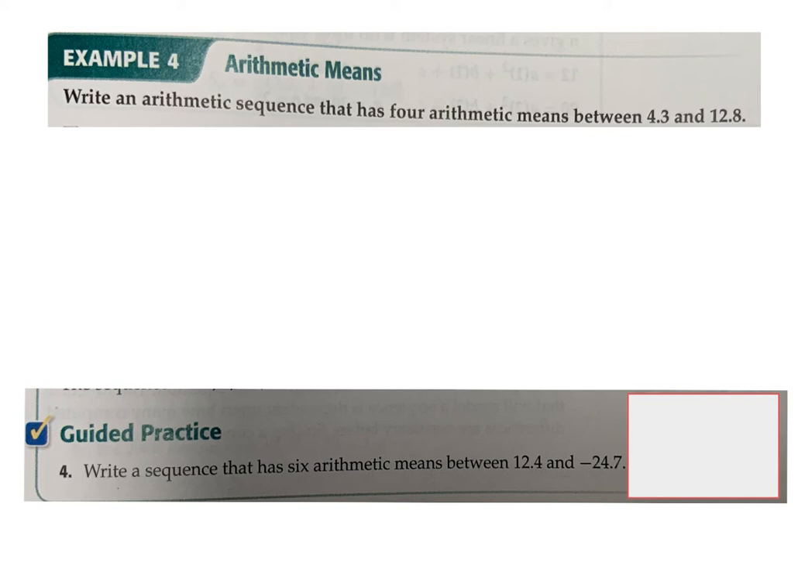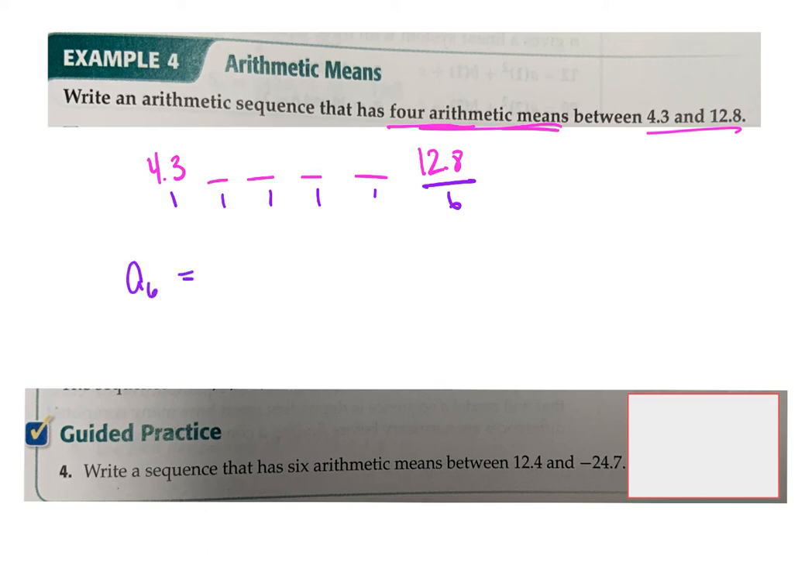So in this case, they told us that there are 4 arithmetic means in between these two numbers. So my first term is going to be the 4.3. My last term is going to be the 12.8. And I have 1, 2, 3, 4 terms in between it, according to what they just told me. So if I'm looking at this as an arithmetic sequence, this is term number what? Well, this is 1, 2, 3, 4, 5, 6. So that's my 6th term, right? So they're telling me that the 6th term is 12.8 and the first term is 4.3.